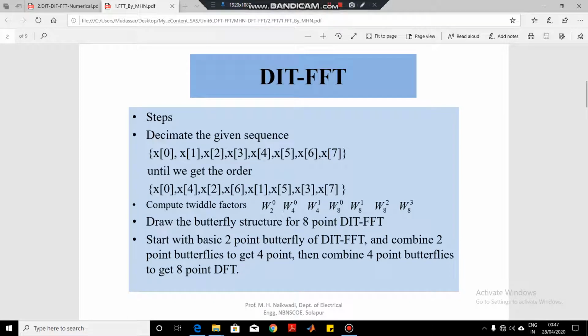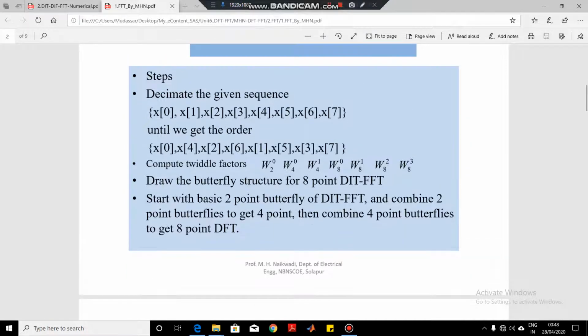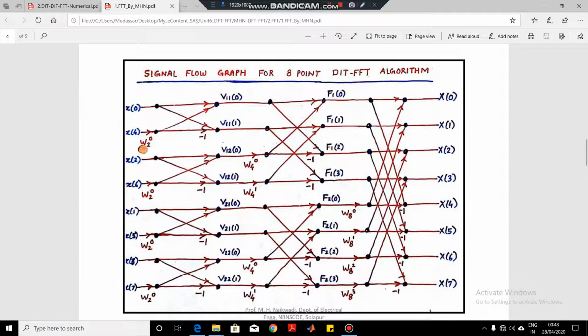Welcome back to this series of lectures on DIT and DIF FFT algorithms. In the previous lectures, we have seen the theoretical description of DIT and DIF algorithms. In this lecture, we will actually be looking at these steps by taking a numerical, so that we can understand these steps in a better fashion. So let us try to understand all these steps which we had seen previously: the basic butterfly structure and the signal flow graph, with the help of a numerical.